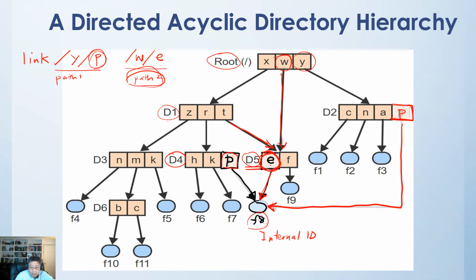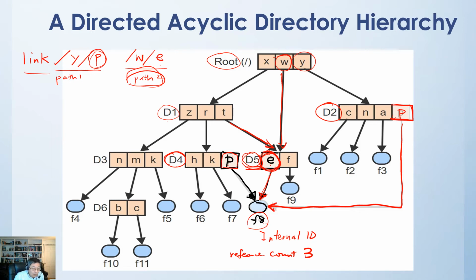That's a link. Now since file F8 is shared equally by 3 directories, D4, D5, and now D2, because of the link command, it just creates another. So file F8 is pointed to by 3 directories. So now the associated reference count for F8 is 3. So you have to actually record the count.